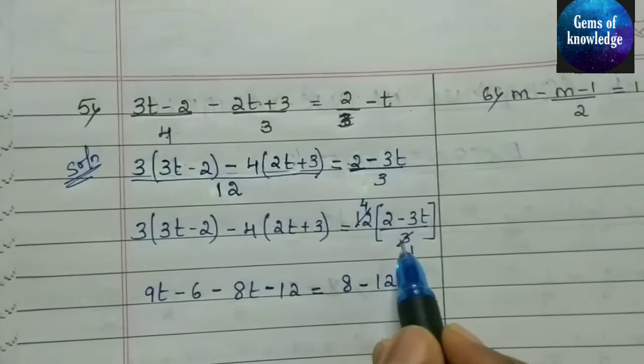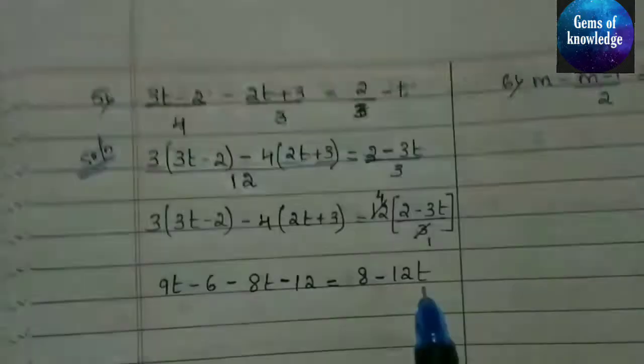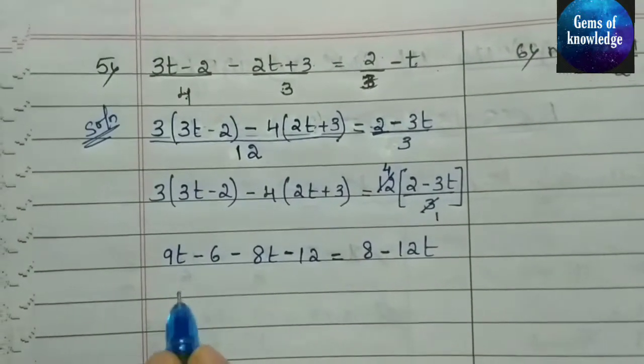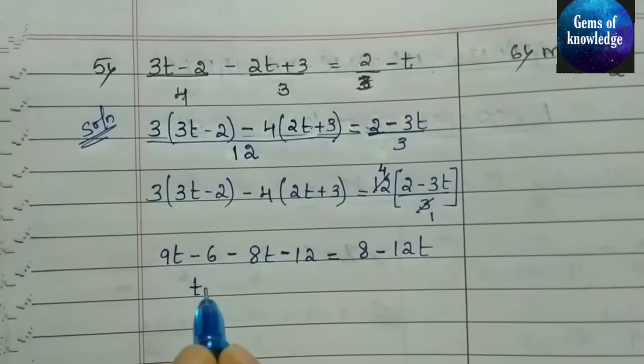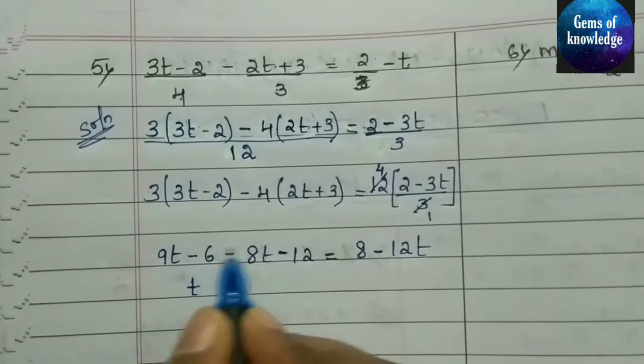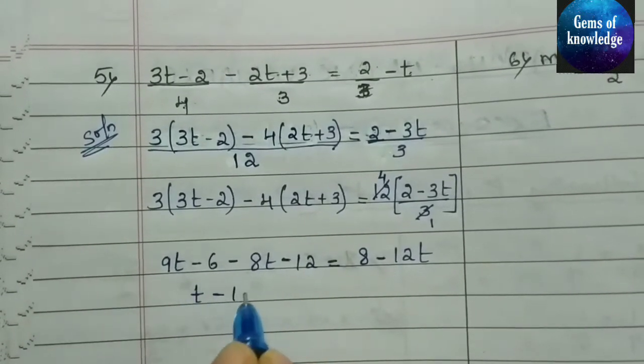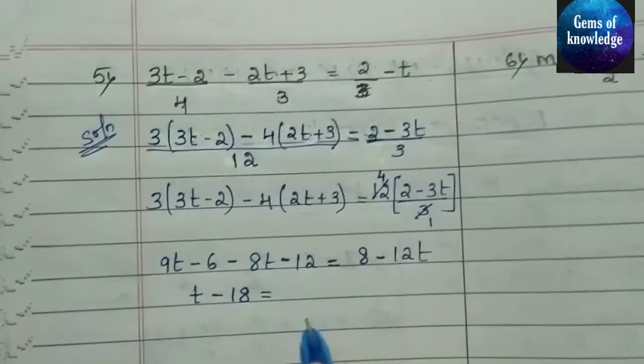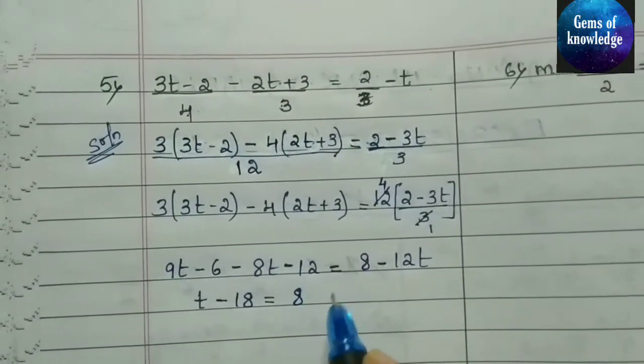So this 3 is cancelled here, so it is not divided by anything. Okay, so now you can see 9t minus 8t is nothing but 1t, directly we can write, and minus 6 minus 12 is nothing but minus 18, which is equal to 8 minus 12t will be as it is.